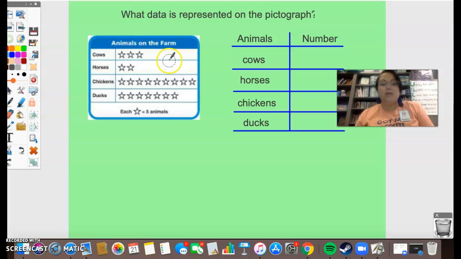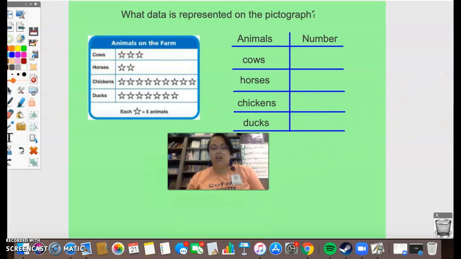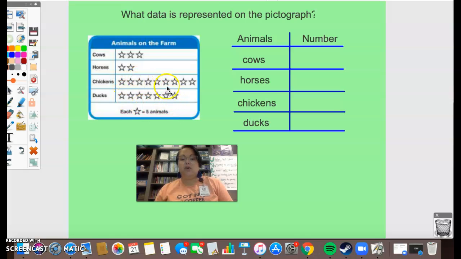And again here, I'm not going to do this one for you because I think we can figure this out. So let's just talk about it. I'm not going to actually type it in. Look at the data that's represented on the pictograph.